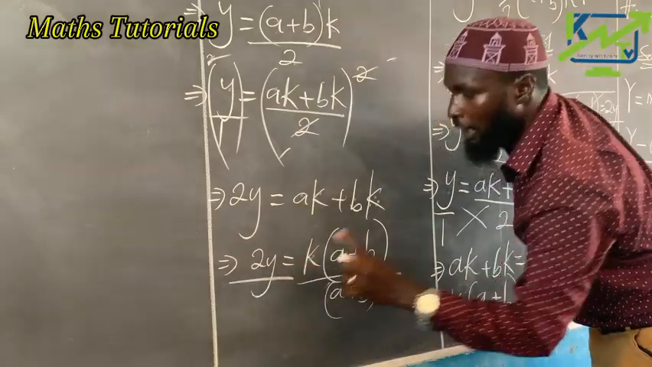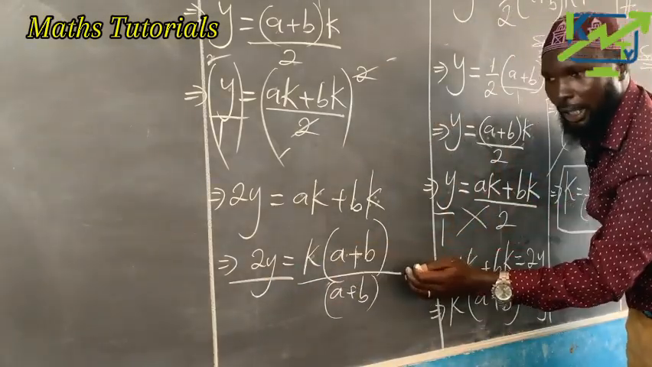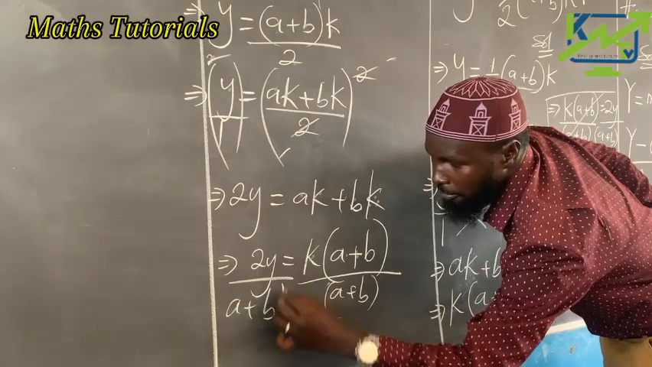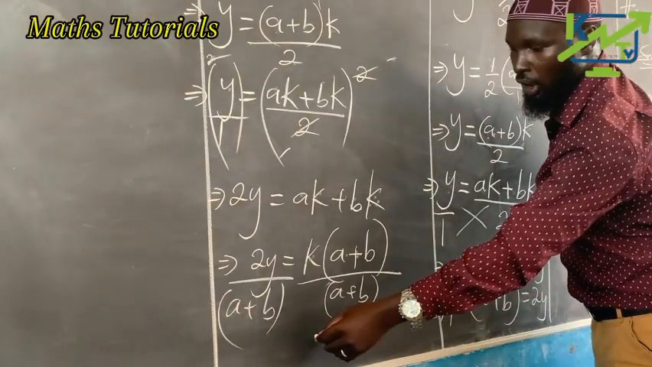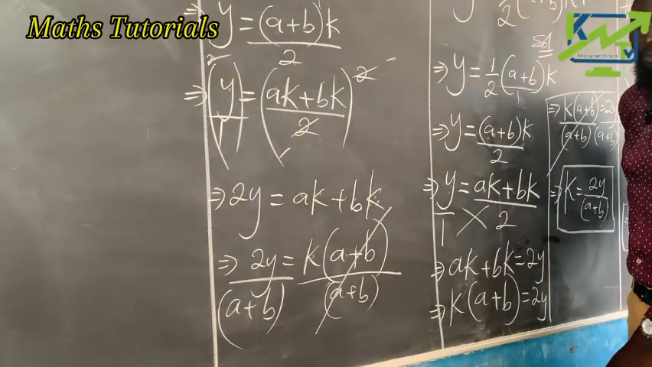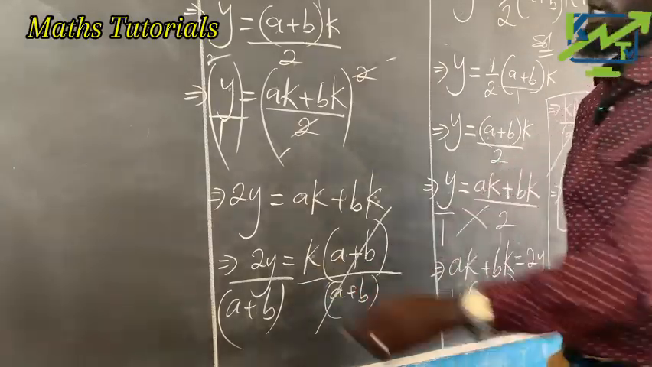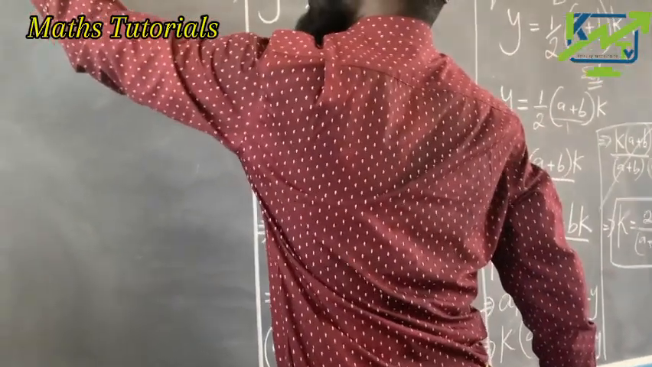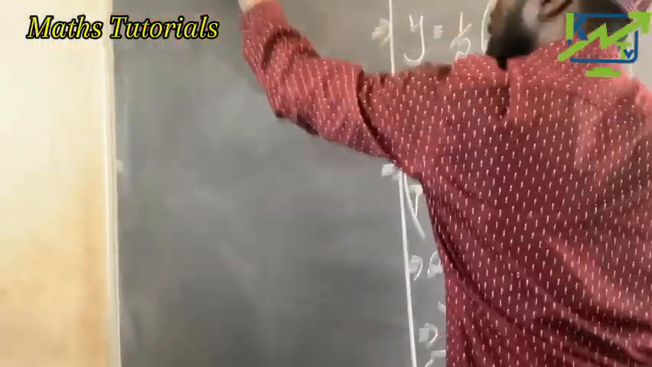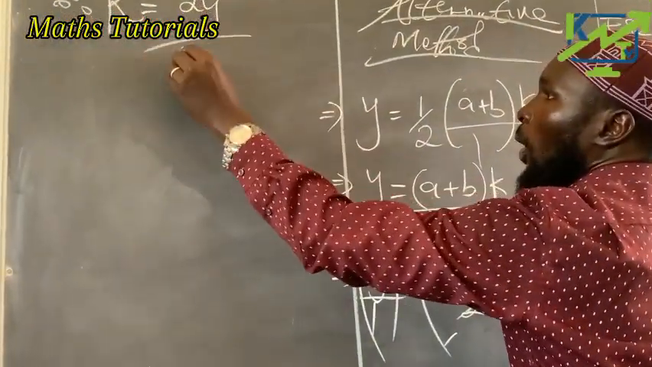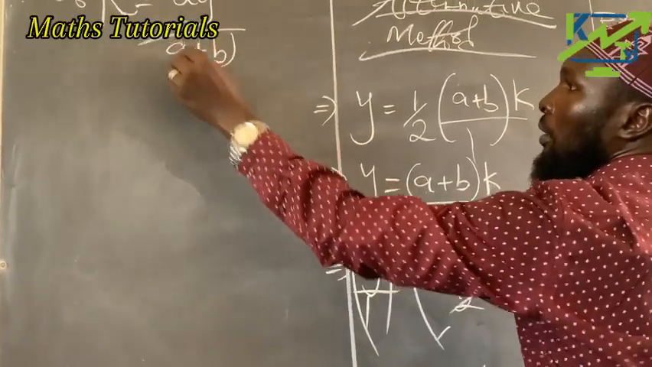And this side, remember it's an equation. Whatever you do to one side, you must do to the other side. So this is going to be a plus b. So now basically only one stroke because they are all the same. So now what is left on this side is k. So we are now going to say therefore, our k is equal to 2y all over a plus b.